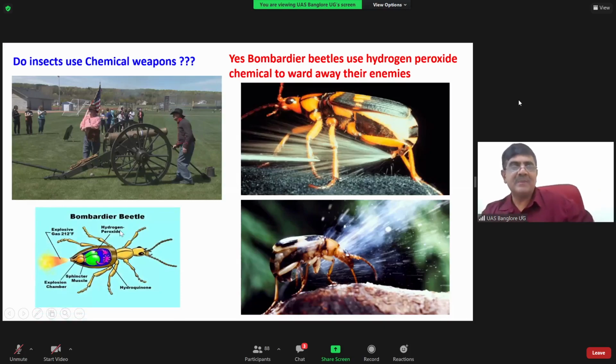This chemical is nothing but hydrogen peroxide. If you look at the internal mechanism here, there is a mechanism for explosion of the chemical. The hydrogen peroxide that is present here explodes with a sound at around 212 degrees Fahrenheit.